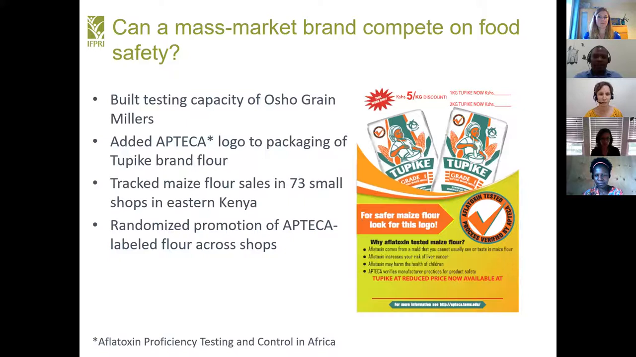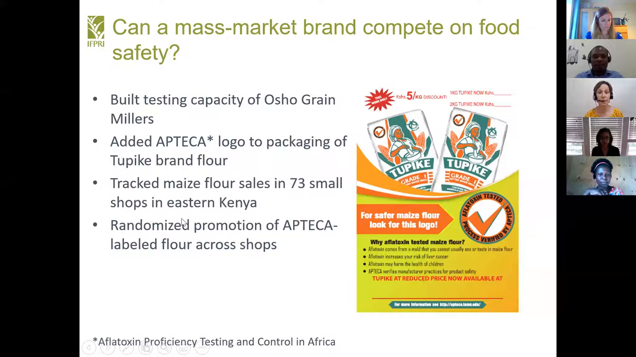We worked with Osho Grain Millers, a medium-sized maize milling firm based in Nairobi, to build their capacity for aflatoxin testing. Tim Herman from Texas A&M led that effort. He founded an organization called Aflatoxin Proficiency Testing and Control in Africa, Aptika. Aptika brought the firm up to speed on their aflatoxin testing and got them compliant with the Kenyan regulatory standard.